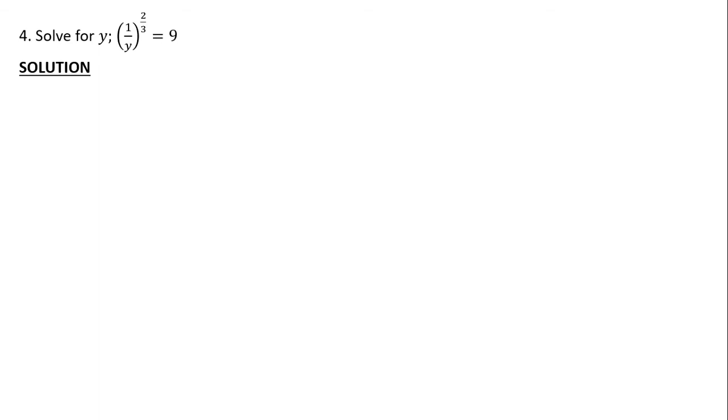Since y is the denominator, to make it a numerator, it will change to a negative index. So 1 over y is the same as y to the power negative 1. Using the index of an index, we are going to get y to the power negative 2 over 3. Now, since we want to remain with just y, we'll have to multiply both sides by the reciprocal of negative 2 over 3, which is negative 3 over 2. So we are going to introduce it both sides.